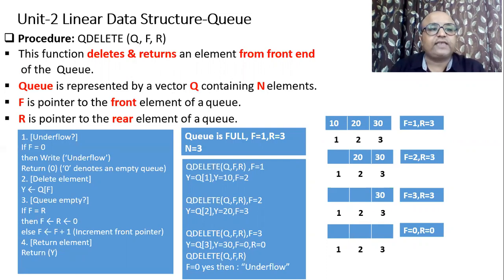Now you are aware of this F and R. In this case we require two pointers. F is the front pointer, which always points to the front element of a queue, and R is the rear pointer, which always points to the rear element of a queue. Insertion is performed from the rear end. In this algorithm we are going to perform the delete operation, so deletion will always be from the front end. So here we have to work with the front pointer. In case of the insert operation, we were working with the rear pointer.